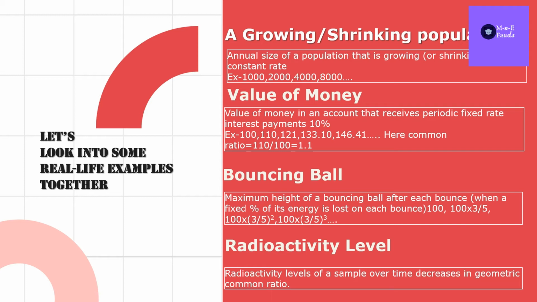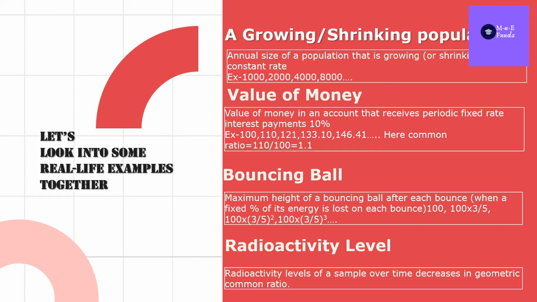Now look at the second example, value of money. Value of money increasing in your bank account at a fixed interest, say 10%. So in the first year it is rupees 100. You keep 100 rupees in your account, and in the first year it will be 100. In the beginning of the second year, it will be rupees 110. In the beginning of the third year it will be rupees 121.